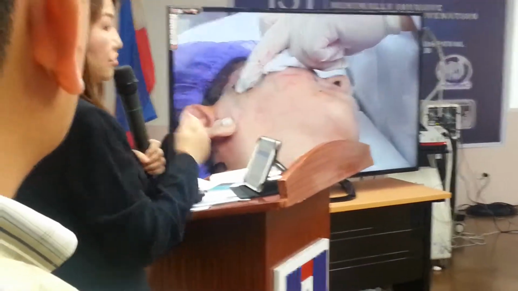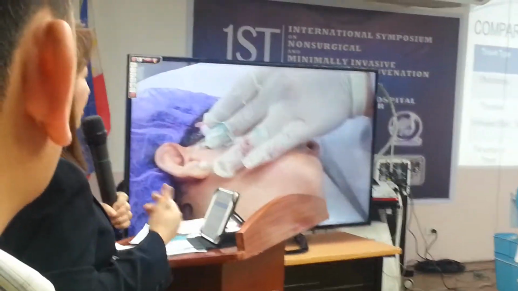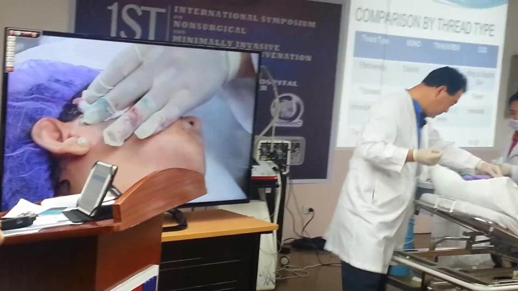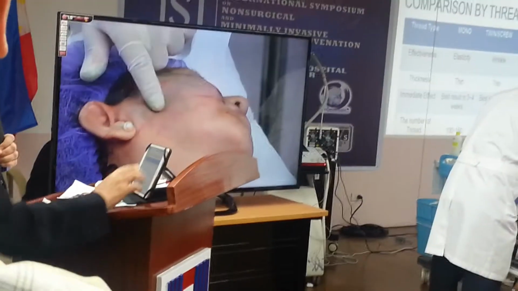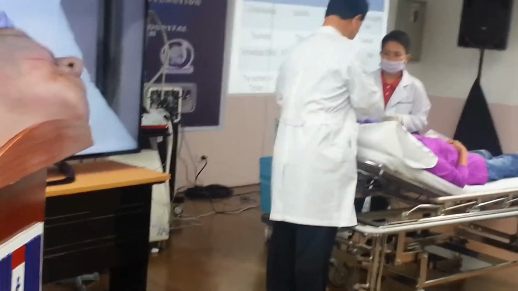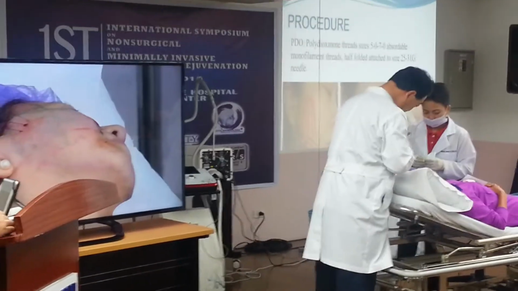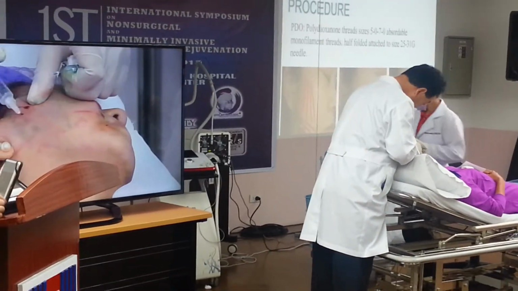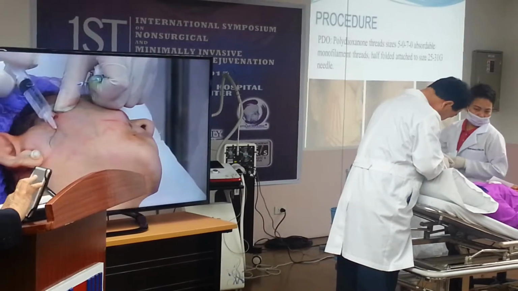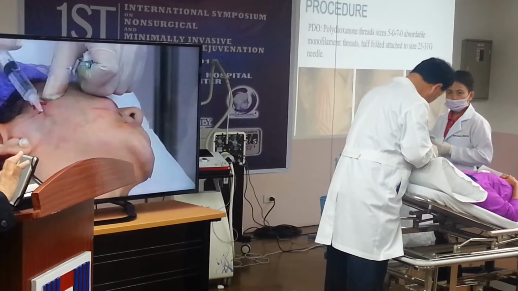Number of threads, this is also very important. For the mono, you'll normally be using anywhere between 50 to 150, twin screw 20 to 50, and for the cog, it's 16 to 20. Next slide, please. This is more or less how the patient looks after the needles have been installed on the patient's face.